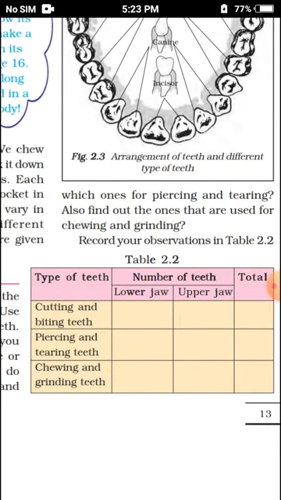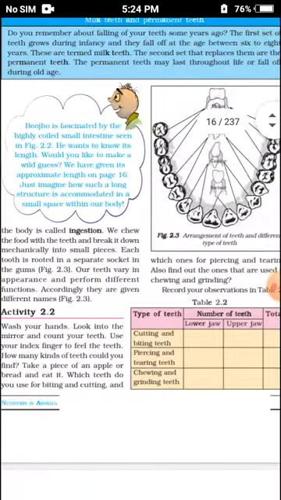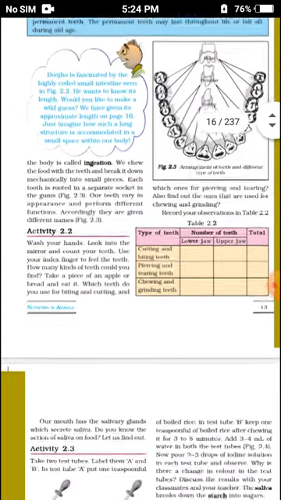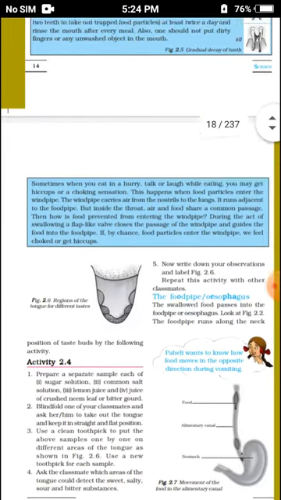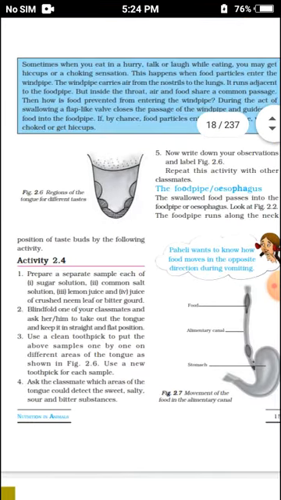These teeth are used for cutting and biting, those are incisors. For piercing and tearing, those are canines. And for chewing and grinding, we have the molar and premolar teeth. Then we taste the food with the help of the tongue. We have different regions of the tongue for different tastes.